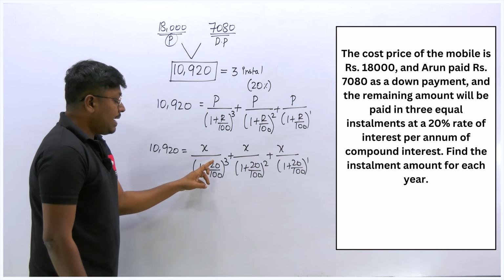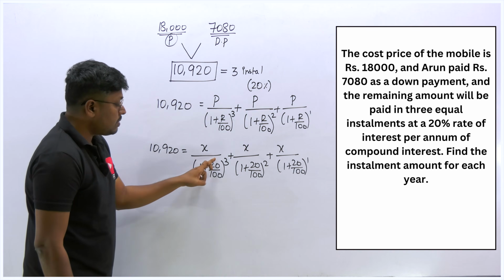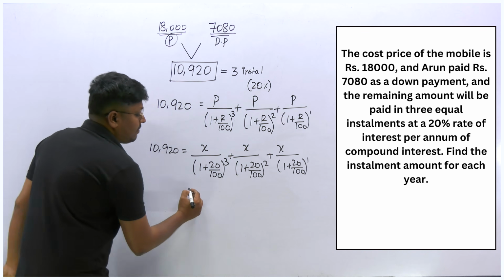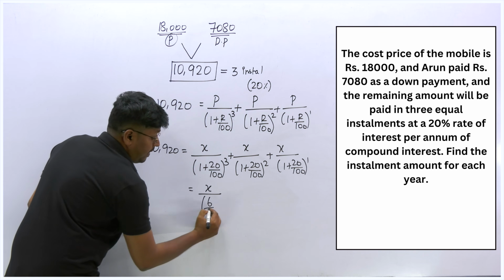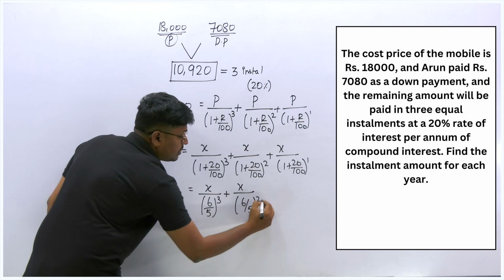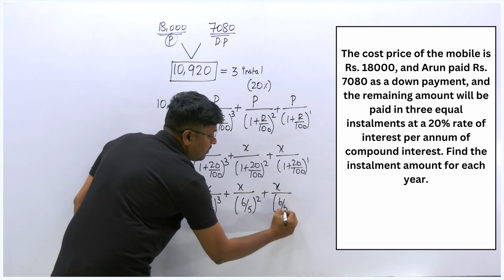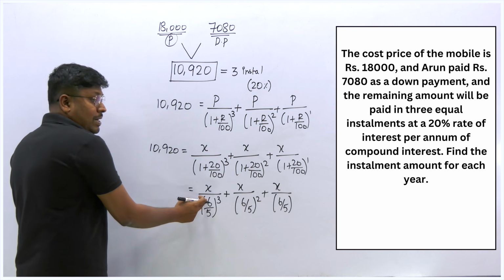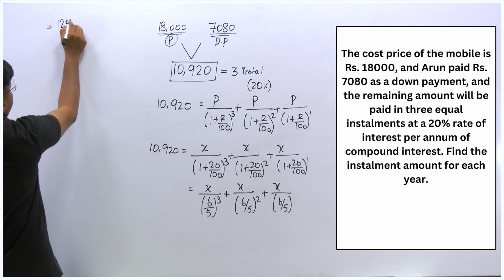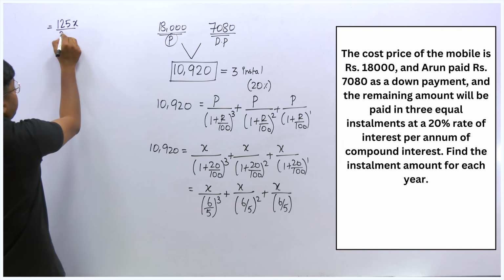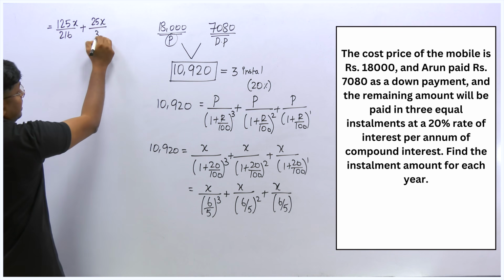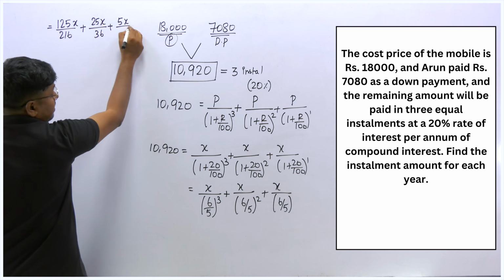Now, once you simplify, 1 plus 20 by 100 becomes 1 plus 1 by 5, that is 6 by 5. So this can be written as X divided by (6 by 5) the whole cube, plus X divided by (6 by 5) square, plus X divided by 6 by 5. Now 6 cube will be 216 and 5 cube is 125, so bring this to the numerator: 125x divided by 216, plus 25x divided by 36, plus 5x divided by 6.